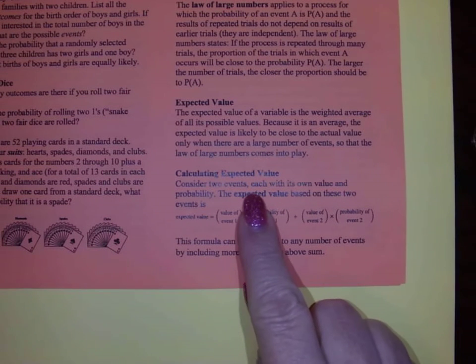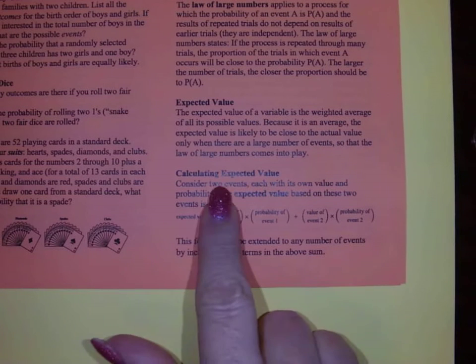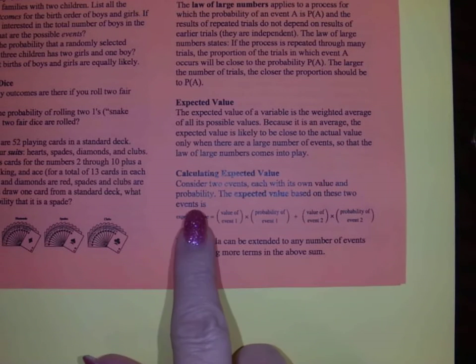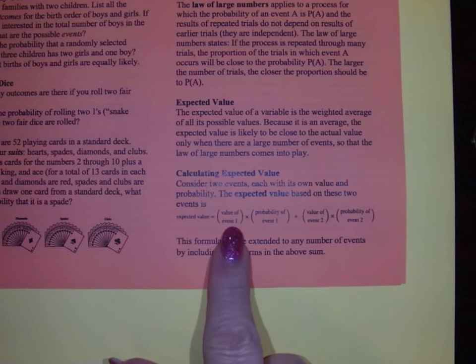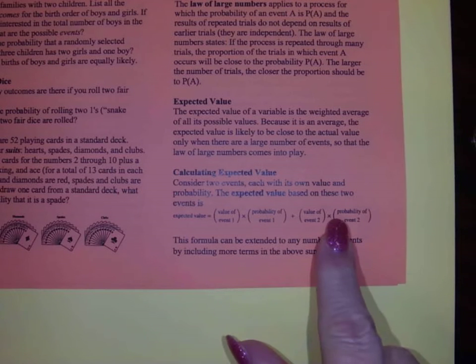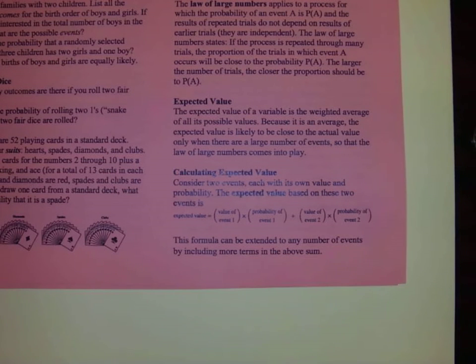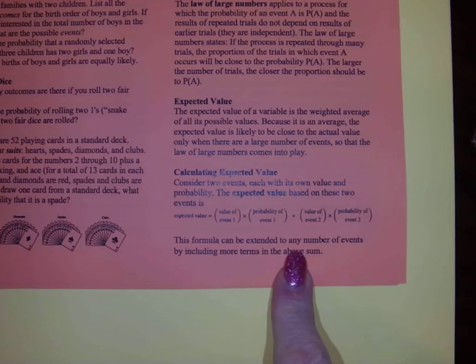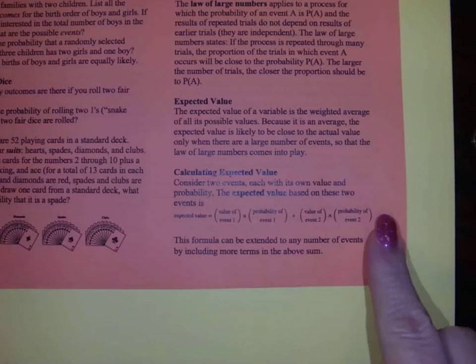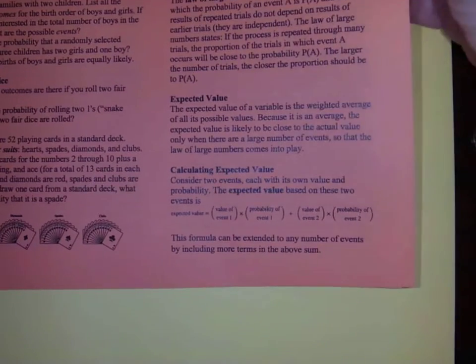Now to calculate the expected value, if we're considering 2 events, the expected value is going to be the value of event 1 times its probability of happening, plus the value of event 2 times its probability of occurring. So this formula can also be extended to a number of events. If we had a third event, we'd add the value of event 3 times the probability of event 3.